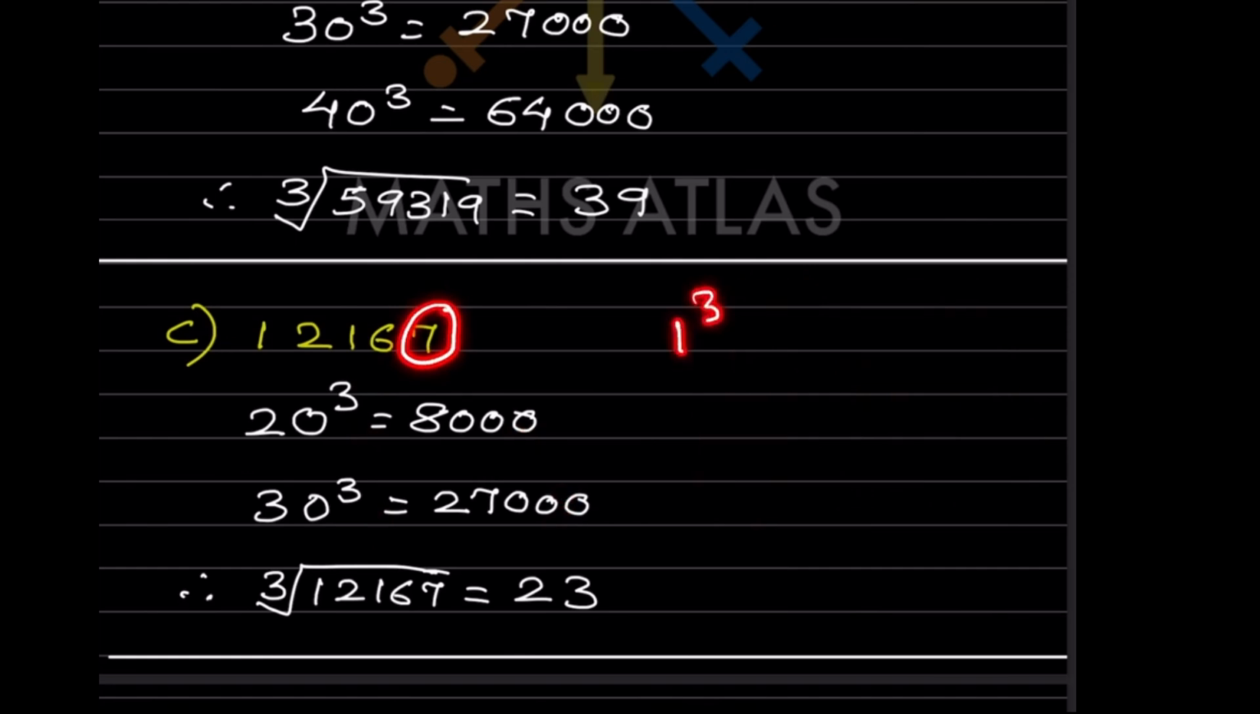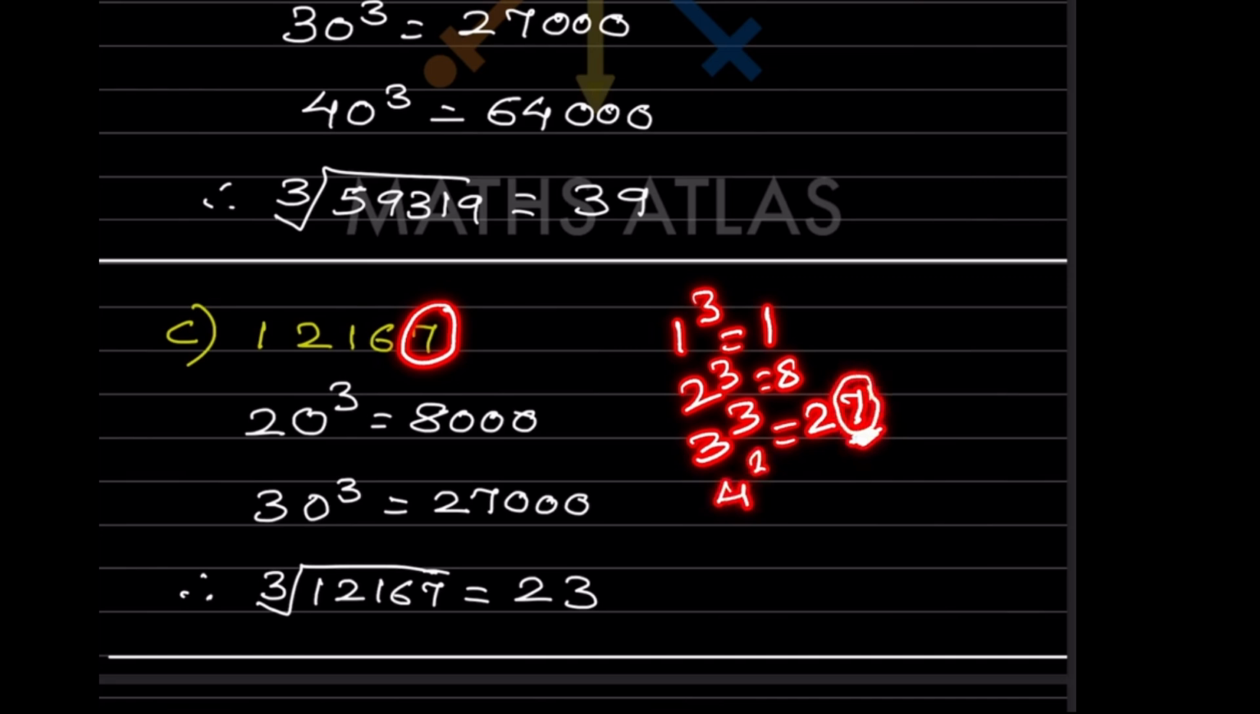So again we have done in the previous one, 1 cube is 1, 2 cube is 8, 3 cube is 27, 3 is 9 and 9 is 27, and 4 cube. So what we can see here, the possibility is only here, getting the concentrate on the unit place, so 3. That should be, because this number is between 20 and 30, so it should be 23.